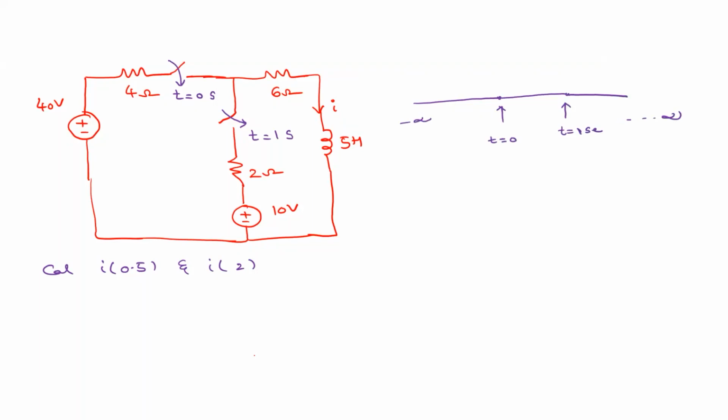What is the inductor current from minus infinity to 0? It is 0. No initial conditions are given. From the circuit, both switches are open. This switch is closed at t equal to 0, and this is closed at t equal to 1 second. So both are 0. That means the initial conditions, in other words, I of 0 minus equals I of 0 equals I of 0 plus, which is equal to 0 amperes.